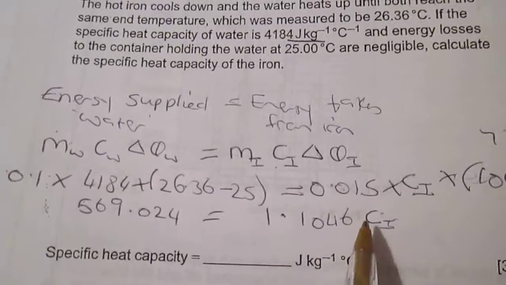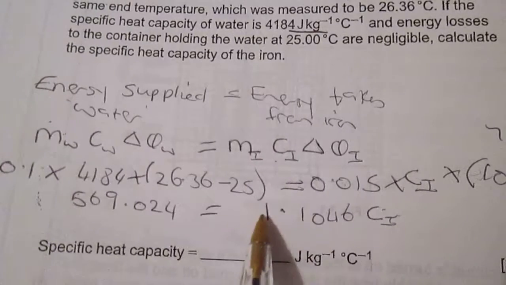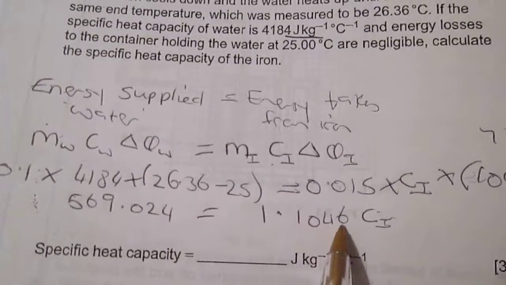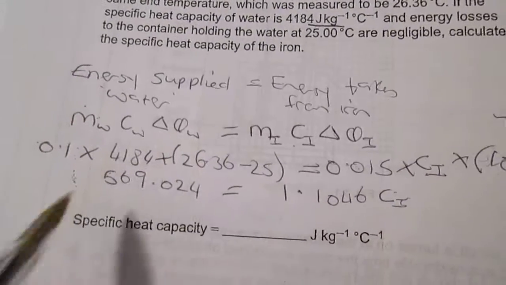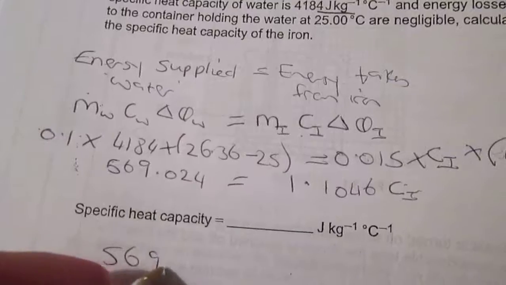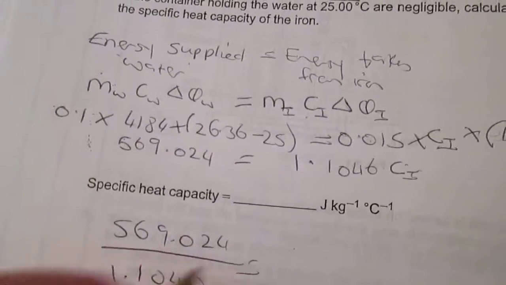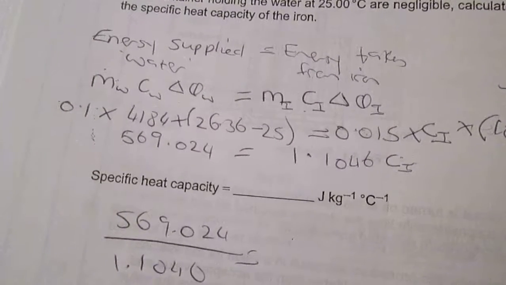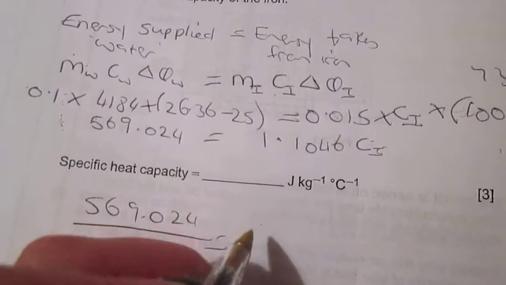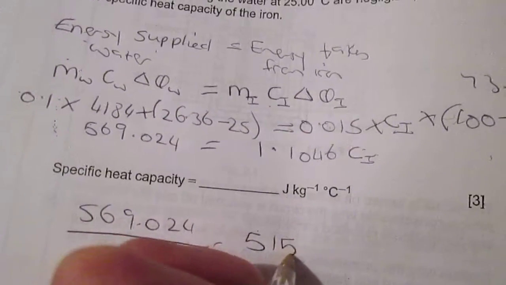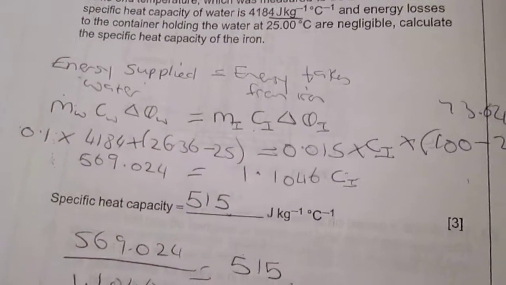Now all I have to do is get this value by itself. To get rid of this 1.1046, I'm going to divide both sides by it, and this will give me my specific heat capacity value for the iron. So 569.024 divided by 1.1046, and we get a value of about 515. Okay, and that is your answer.